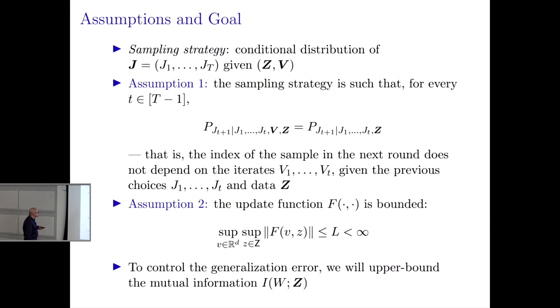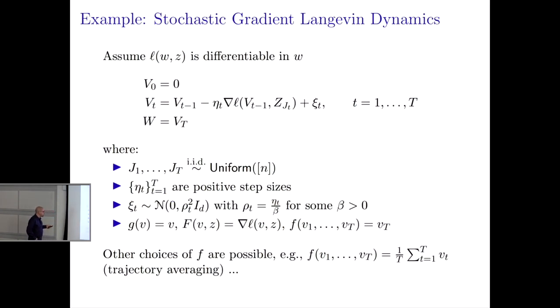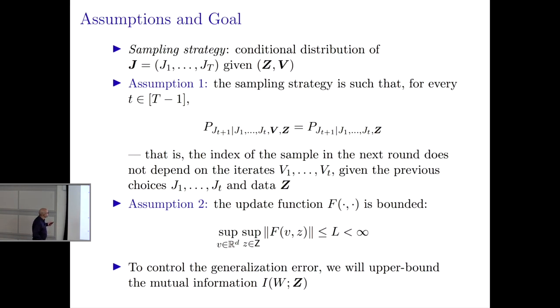Okay, so now we're going to make some assumptions. In this Langevin case, this is the simplest thing, where at each iteration we pick one of the examples from our data set uniformly at random, independently of everything else. But there could be more sophisticated strategies. So in general, we're going to call the conditional, so J1 through JT are indices taking values between 1 and n.